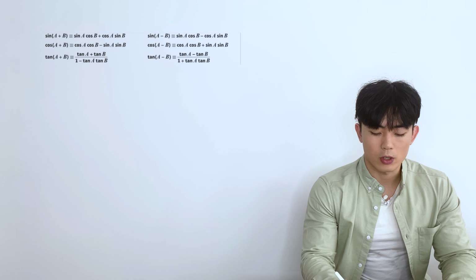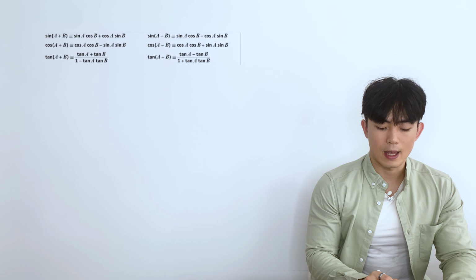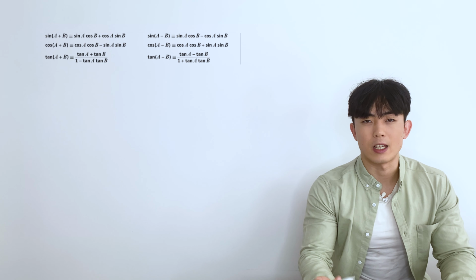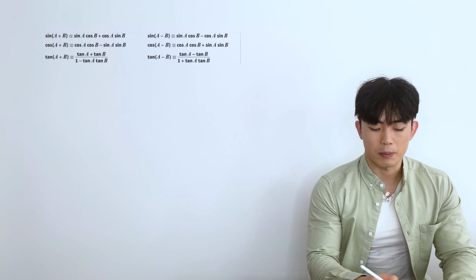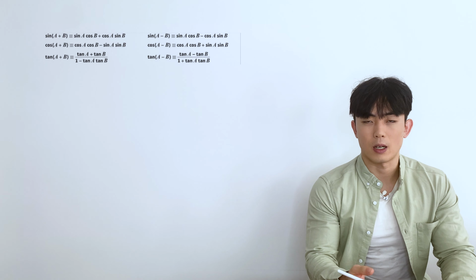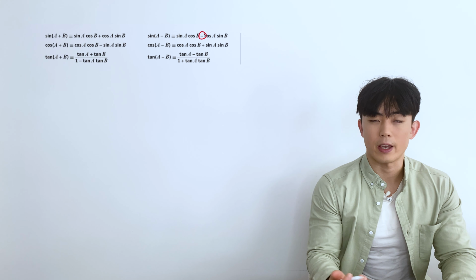So as you can see, for sine, it's going to be sine A plus B. It's going to be sine cos cos sine. That's how I tend to remember it. And if it's sine A plus B, then it's going to be plus. If it's sine A minus B, then it's going to be a negative.